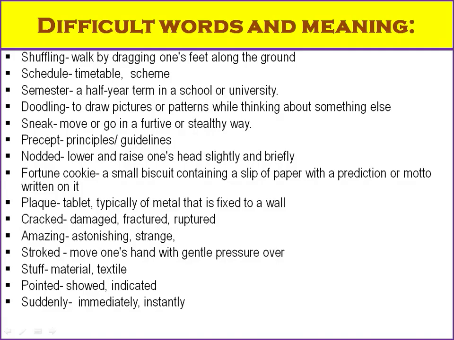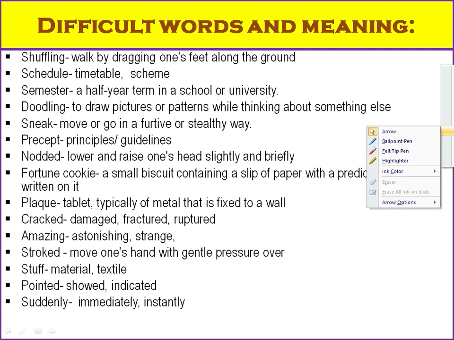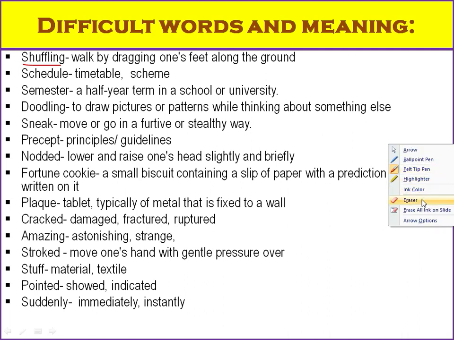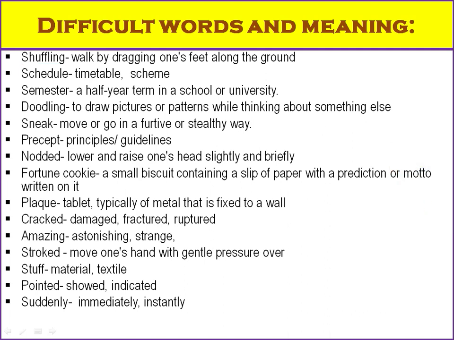So then after that we have to know about some of the difficult words which are mentioned in the passage. So the words are: shuffling, walk by dragging one's feet along the ground. खुट्टा लतारेर हिँड्नु भन्छ. Schedule, timetable. Semesters, a half year term in a school or university. कहिले 6 month, sometimes 4 month, 4 महिनाको पनि सेमेस्टर्सहरु जुन हुन्छन् त्यसलाई हामीले के भन्छौं?